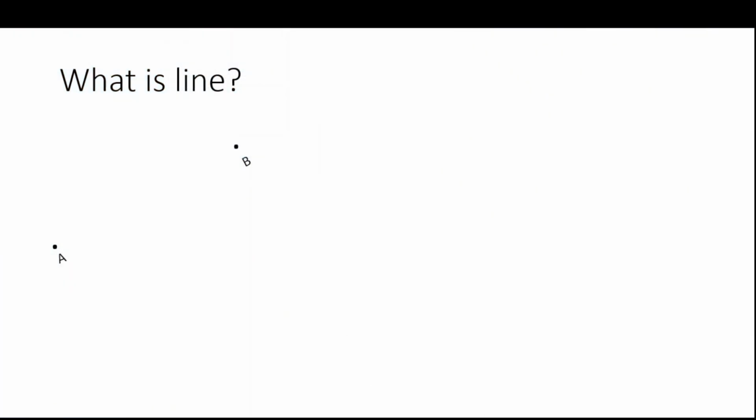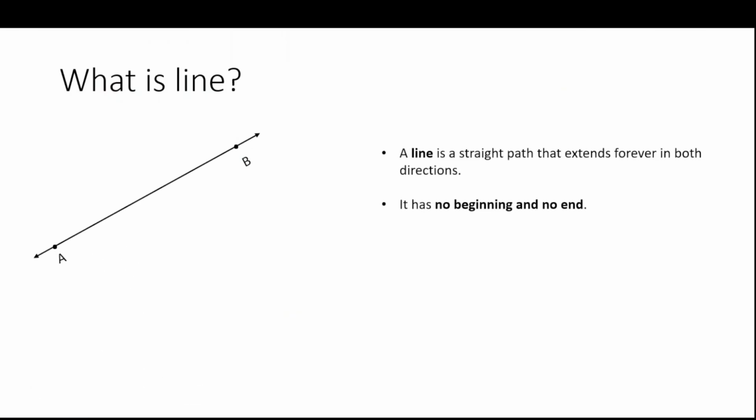Next is a line. So you can see it like that. This is a line. A line is a straight path that extends forever in both directions. That's why we draw two arrows, to emphasize that it is infinite and goes on infinitely in both directions.